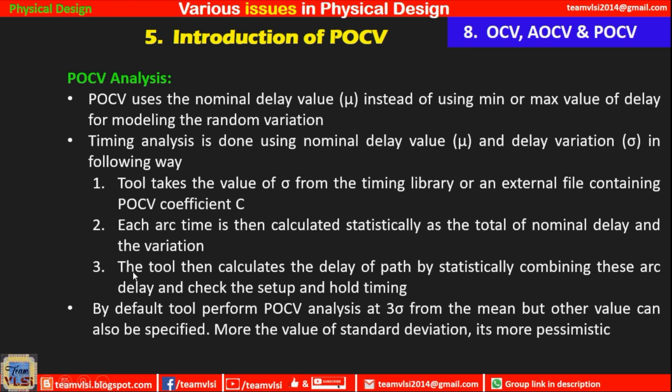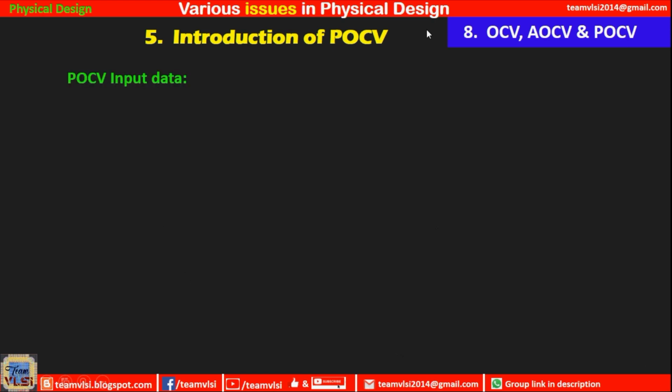Next, the tool calculates the delay of the path by statistically combining these arc delays and checks the setup and hold timing. By default, the tool performs POCV analysis at 3 sigma from the mean, but other values can also be specified. The higher the value of standard deviation, the more pessimistic it is. So we can change the value of sigma, either 2 sigma or 3 sigma. By default, the tool takes 3 sigma into consideration. So, POCV input data.